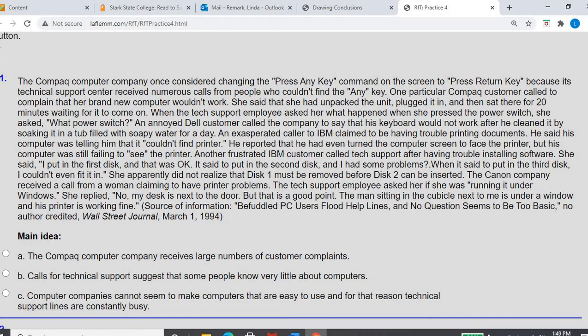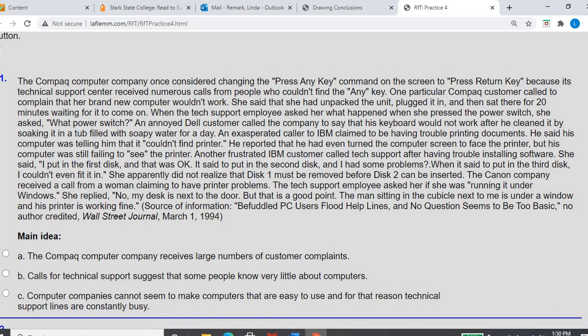It says, "The Compaq Computer Company once considered changing the press any key command on the screen to press return key because its technical support center received numerous calls from people who couldn't find the any key. One particular Compaq customer called to complain that her brand new computer wouldn't work. She said that she had unpacked the unit, plugged it in, and then sat there for 20 minutes waiting for it to come on. When the tech support employee asked her what happened when she pressed the power switch, she asked, 'What power switch?' An annoyed Dell customer called the company to say that his keyboard would not work after he cleaned it by soaking it in a tub filled with soapy water for a day.